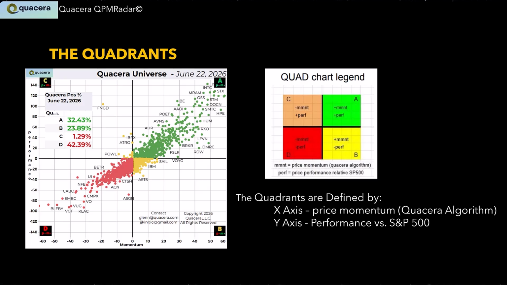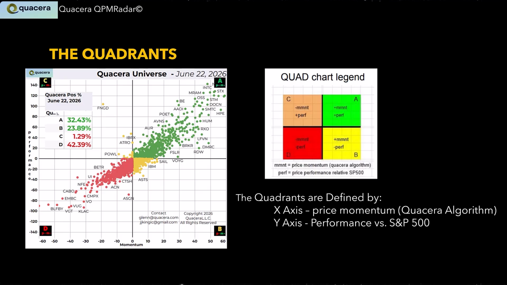And the Quacera momentum algorithm is looking at the rate of change. It's based upon a number of time-weighted moving averages. What happens today is important, but what happens 30 weeks ago is still part of the trend. It's a combination of these trends that determines the momentum point.